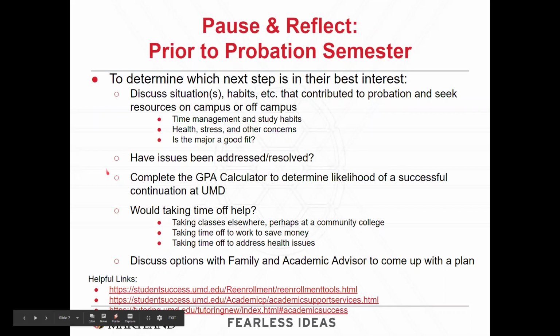The student should complete the GPA calculator to determine the likelihood of a successful continuation at UMD. And again, I'll discuss that shortly. The student should also consider, would taking time off help? Taking classes elsewhere, perhaps at a community college, taking time off to work to save money, or even taking time off to address health issues. Students should discuss their options with family and their academic advisor to come up with a plan. And here are some helpful links that the student can review to help them make their decision.